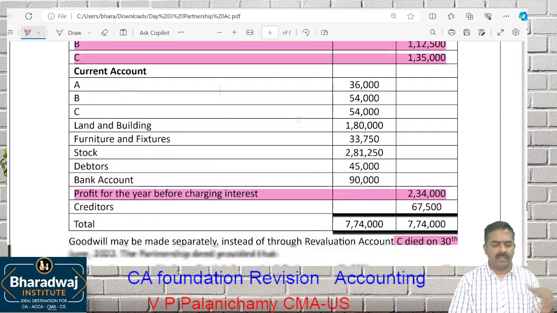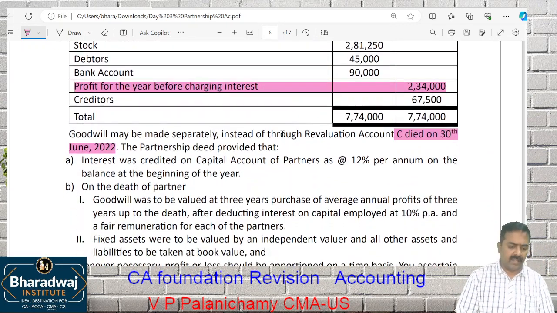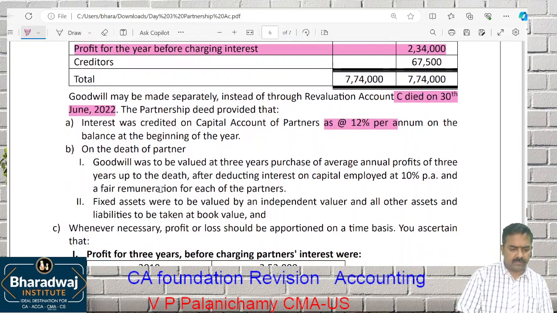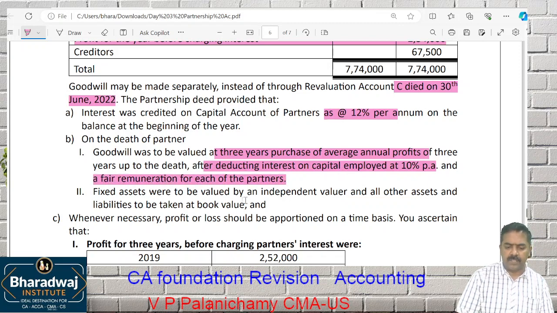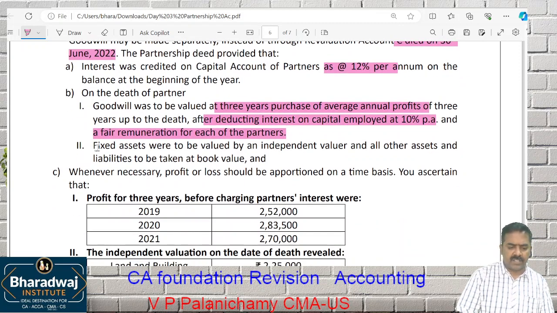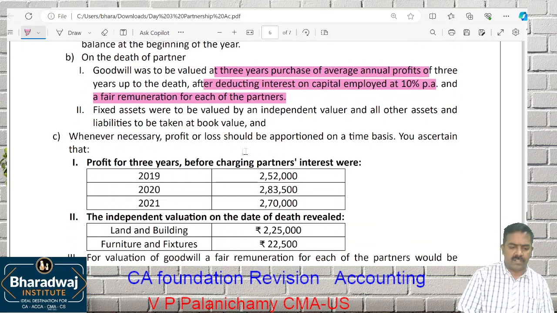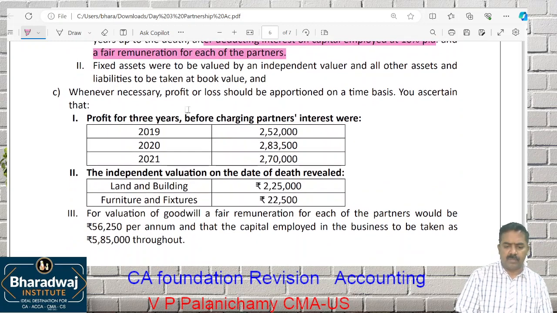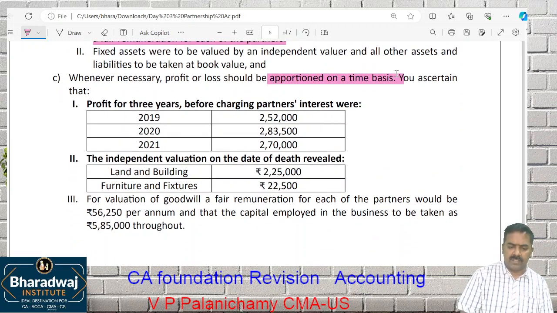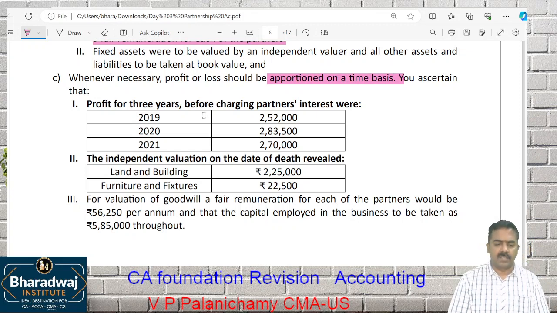The partner died on 30th June. 6 months later the partner died. Interest to be credited at 12% per annum. Then goodwill was to be valued at 3 years purchase of average profit of the 3 years after deducting which one? Interest on capital at 10% per annum and fair remuneration to each partner is given. Fixed assets are to be revalued by independent valuer and all the assets and liabilities are to be taken at what value? Book value. Whenever necessary, profit or loss should be appropriated on what basis? Time basis. So they are asking to estimate for 6 months' time like that.